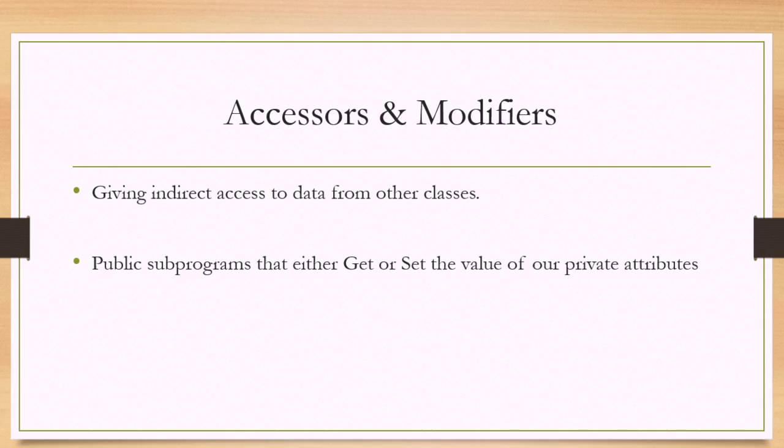The next part of a class is your accessor modifiers. What an accessor modifier does is allow you to give indirect access to data from other classes.